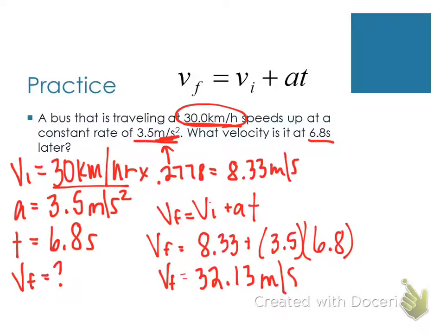And here, do we include a cardinal direction? No, because we weren't starting with one. That means our velocity is positive, so we're traveling in the positive direction. That's all we really need to know here. If we were starting with a negative velocity, that would be our direction as well. If it had said we're traveling north, then we would include that north on our answer. But since we weren't given that, we're just going to leave our answer as positive 32.13 meters per second.